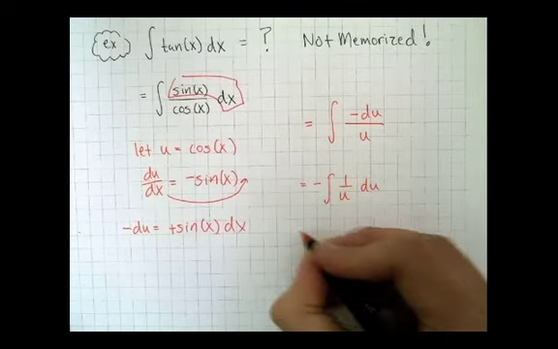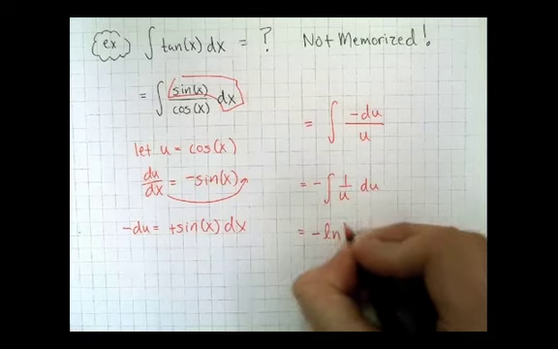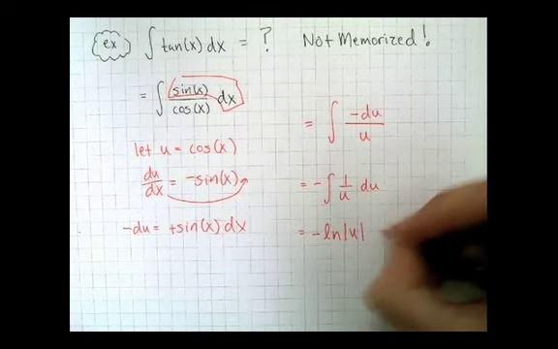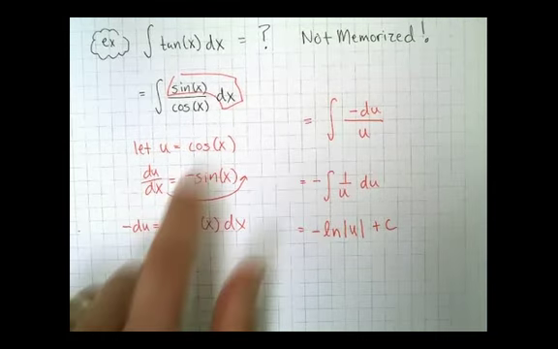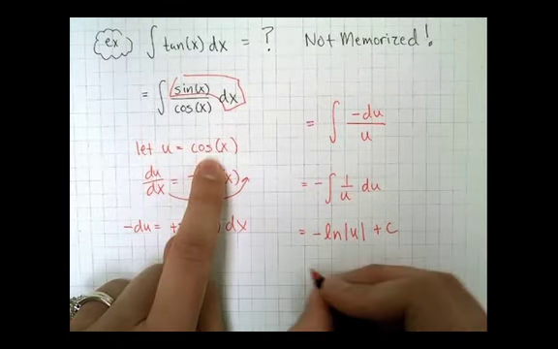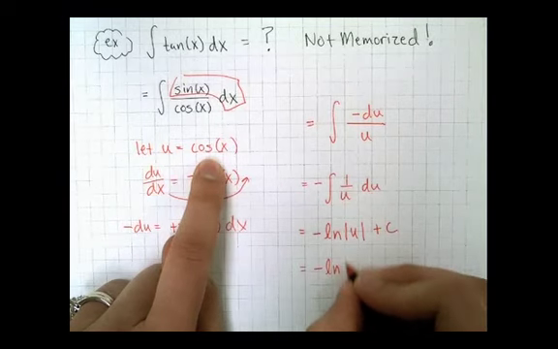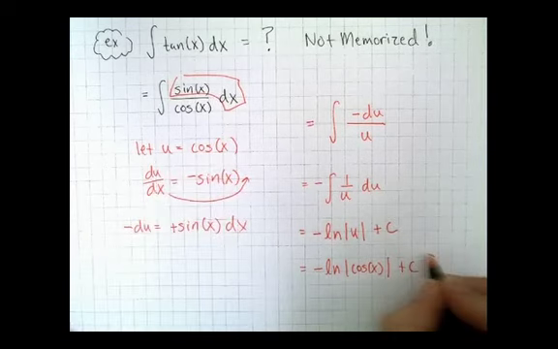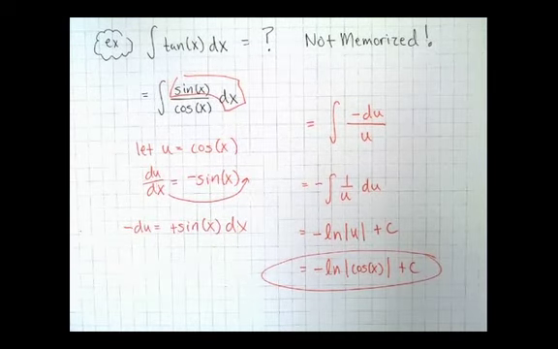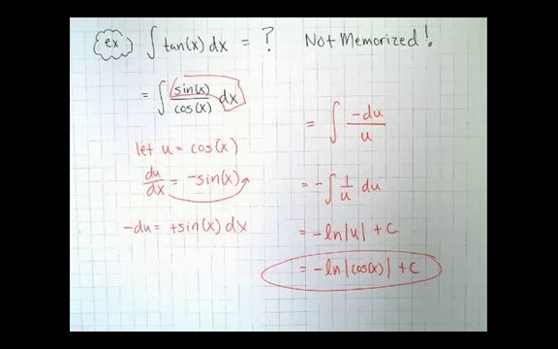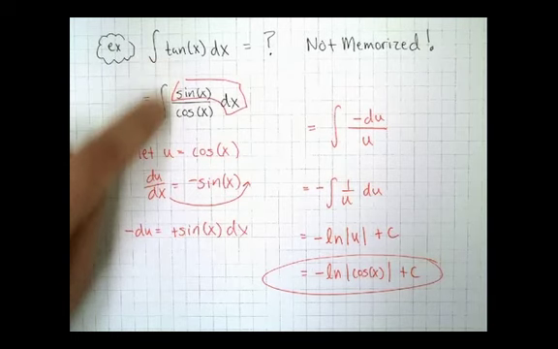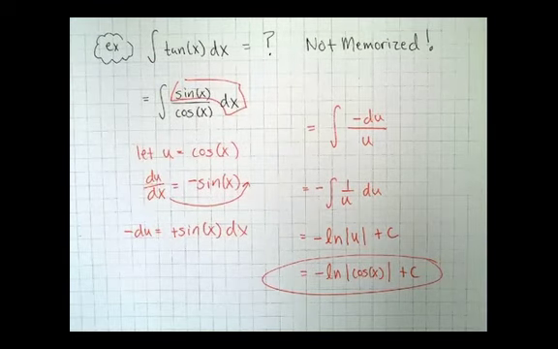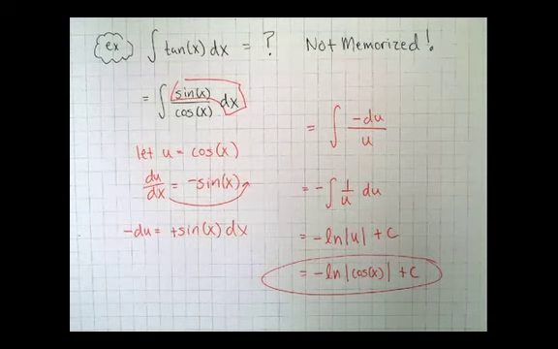So rewrite this as negative natural log absolute value of u, and since there's no bounds, I'll put a little plus c on there. Now I change my u back. Remember, u was cosine, so I have negative natural log absolute value of cosine of x, plus c. And there's my answer. So that's u substitution with tangent of x. You could do the same thing if you had the integral of cotangent: change it into cosine over sine and try u substitution. So that's definitely one example I wanted to show you guys today.